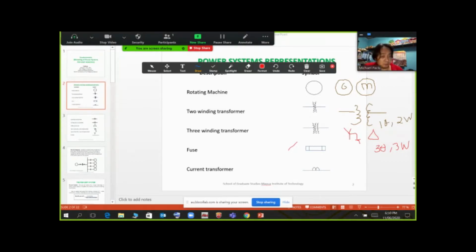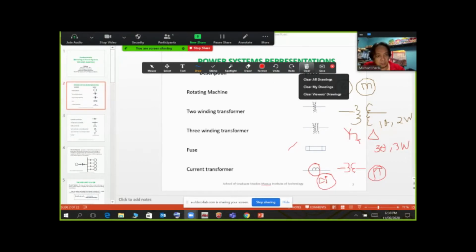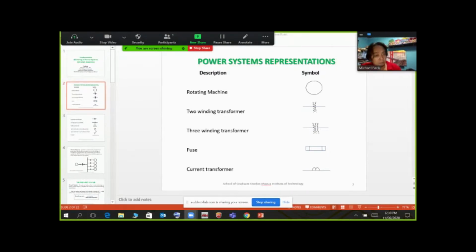Now you have also a current transformer. Okay, a current transformer is like this, connected in series instead of shunt. Okay, and we have a potential transformer in the next slide like this. A simple coil connected in shunt, and this is a potential transformer. Okay, both of these transformers, current transformer and potential transformer, are for experimental purposes only. Okay. Now I can clear all of the drawings so that we can go to the next slide.